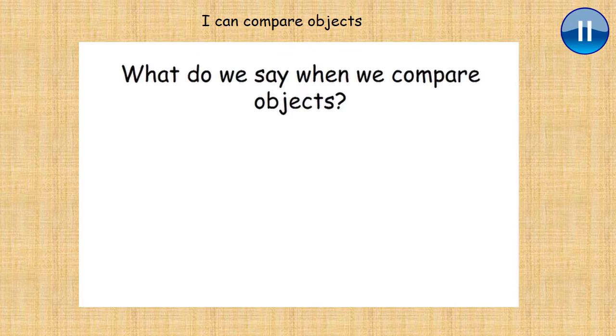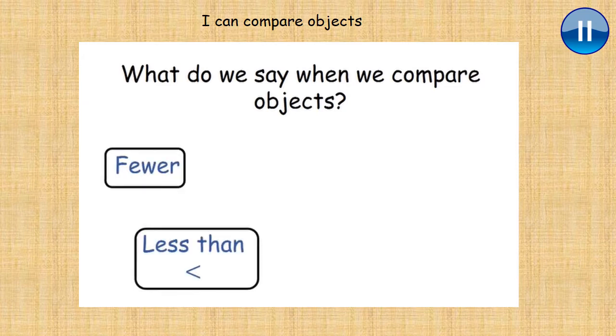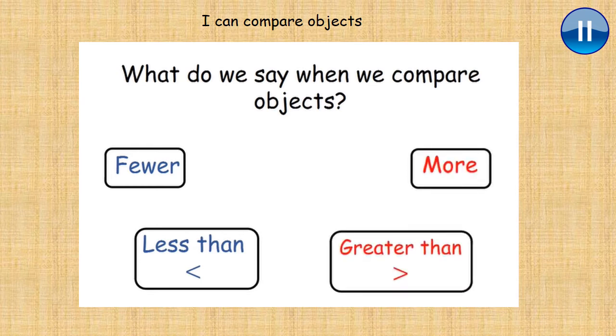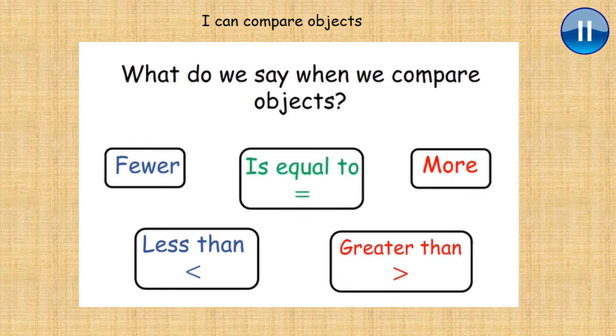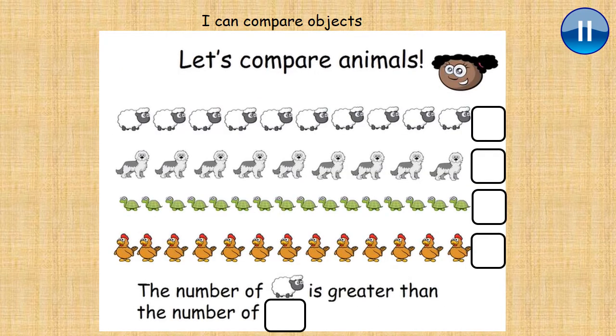I can compare objects. What vocabulary do we use when we are comparing objects? Pause the video whilst you have a think. That's right, we use the words fewer, less than and the less than symbol, more than, greater than and the greater than symbol, and we can use the equal sign and equal to. Good job, everyone.